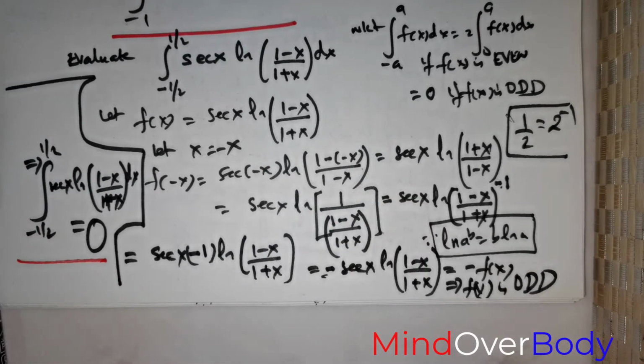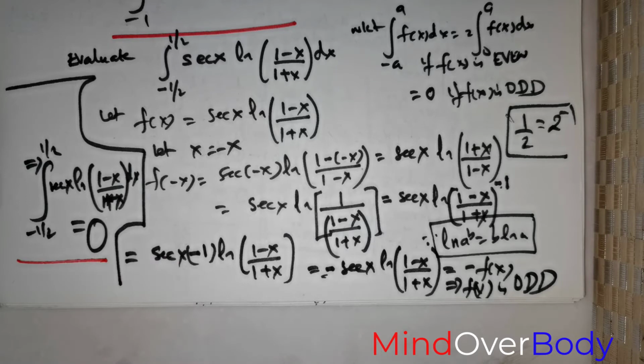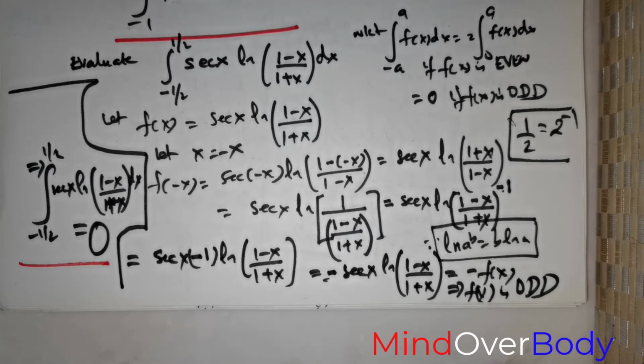Of course, I've included a lot of steps. You don't have to include this many steps. If you are sure that the function is odd, you can directly boil it down to 0. So we will move on to the next question, students. I hope you understood the steps that have been displayed here.